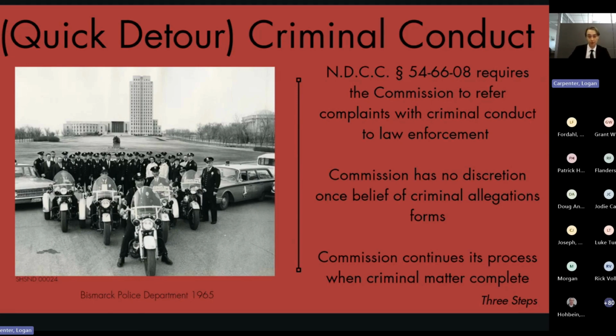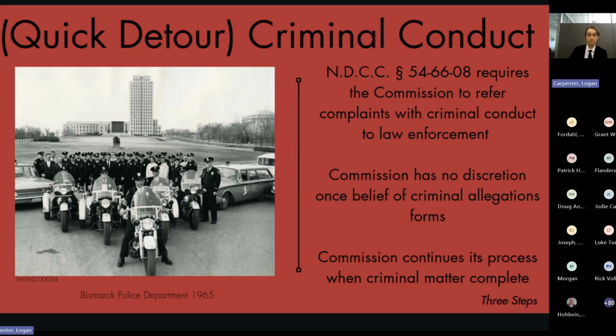The second thing to note, if the commission forms a belief the complaint contains allegations of criminal conduct at any time, it has no discretion and must refer a matter to law enforcement. Third, once the criminal review and/or prosecution process has completed, the complaint is turned back over to the Ethics Commission for further review and investigation if needed.